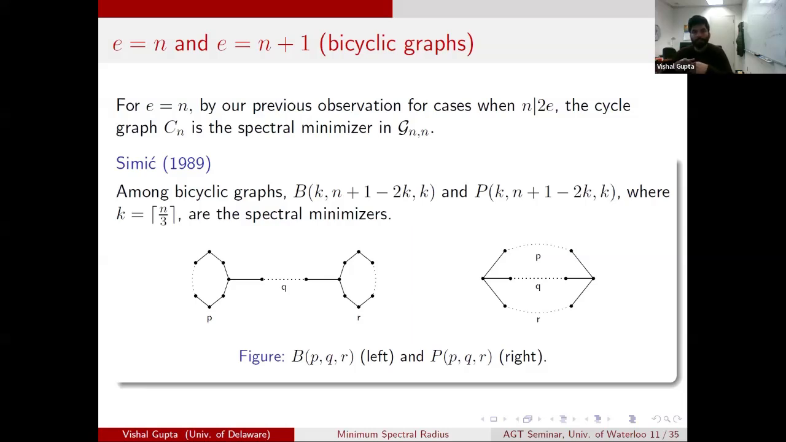When e is n plus 1, these are called the bicyclic graphs. For this, Simić proved that these two graphs in the figure are the only spectral minimizers. The graph on the left is a cycle of length p and a cycle of length r joined by a path of length q. And the graph on the right has two vertices of degree 3 joined by 3 paths of lengths p, q, r. These are the spectral minimizers when these lengths p, q, r are as equal as possible, basically the floor and ceiling of n over 3.